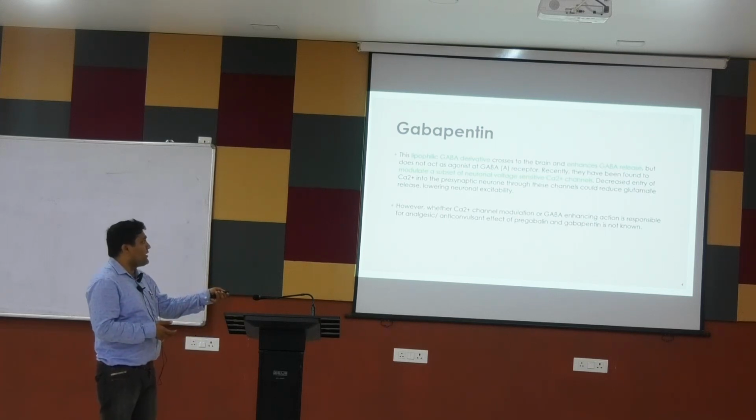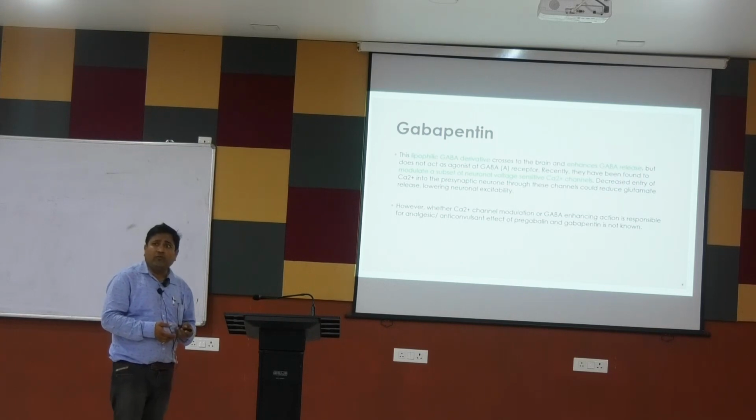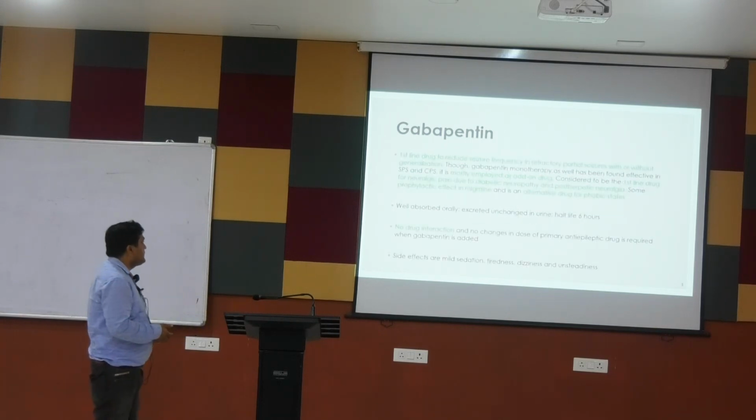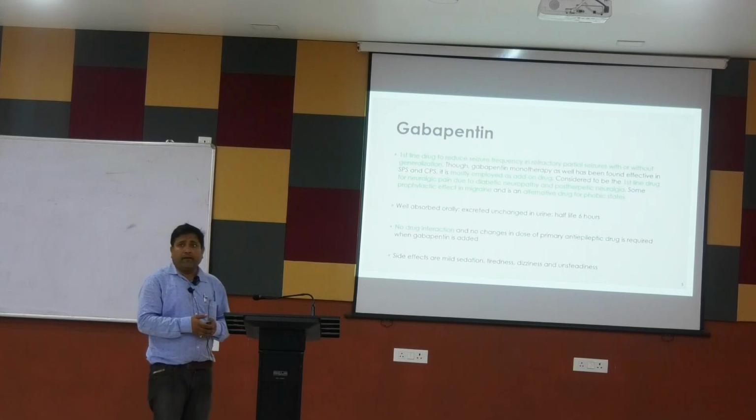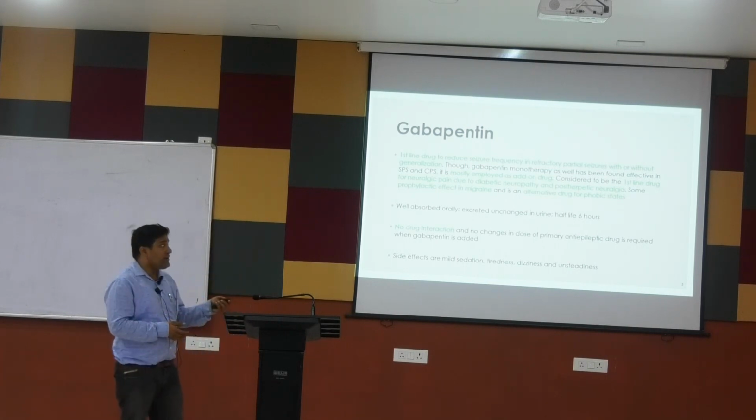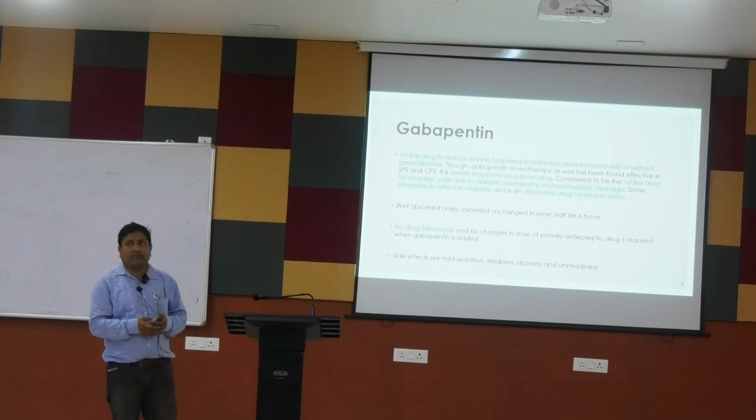It can be due to enhanced GABA action, it can be due to reduced glutamate release. Now, usage of gabapentin is as a first line drug in refractory cases of partial seizure with or without generalization.